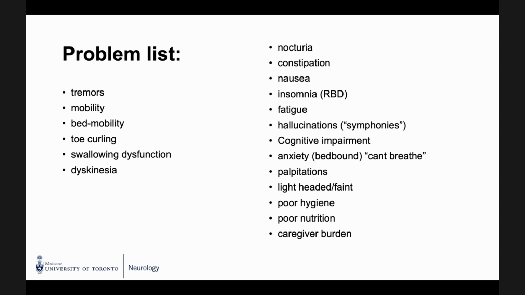These are involuntary movements. Additionally, she had a whole slew of non-motor symptoms, and these included nocturia, so frequent urination at night, severe constipation. She had bowel movements once a week. She experienced nausea, difficulty with sleep, including acting out her dreams, so REM behavior disorder, fatigue. She described hallucinations where she would hear symphonies in her head. She had cognitive impairment and difficulty understanding information. She was very anxious. As I said, she stated that she, quote, "can't breathe." She had palpitations, felt lightheaded and faint, another reason why she was scared to walk. And as a result of all this, she had poor hygiene and poor nutrition. And again, her family was quite overwhelmed.